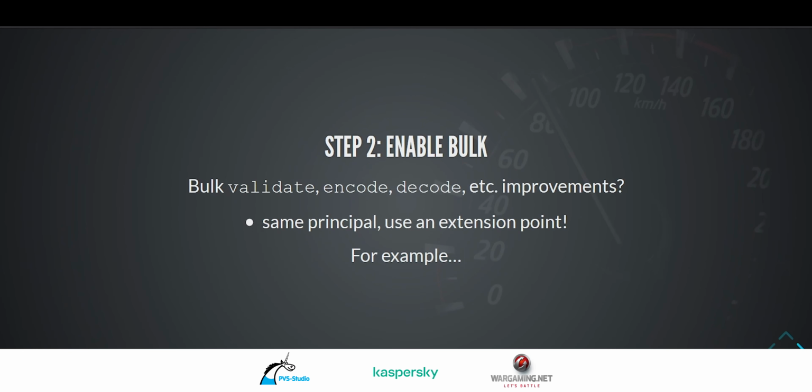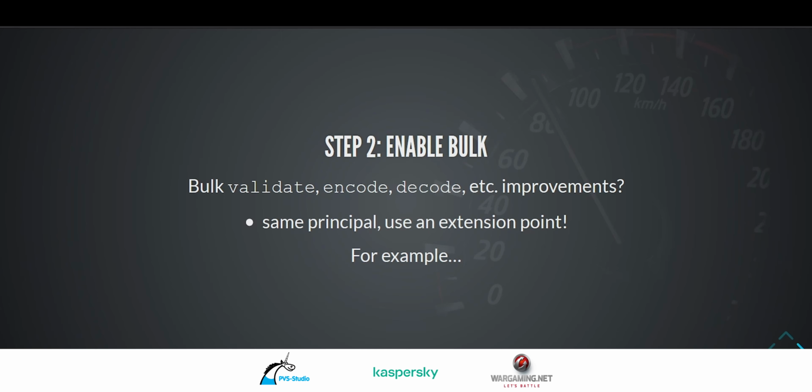So that's the one at a time case. But how do we enable bulk improvements? We saw that quote from Rich Felker that said it's about half as fast to do things one at a time. So we really need to do bulk conversion. How do we enable that? It's the exact same principle, but you're just supposed to use an extension point. And so what we do is we create a place that you can override.